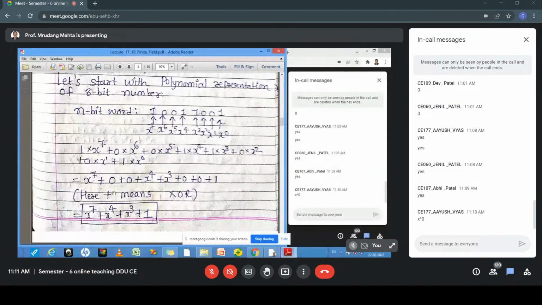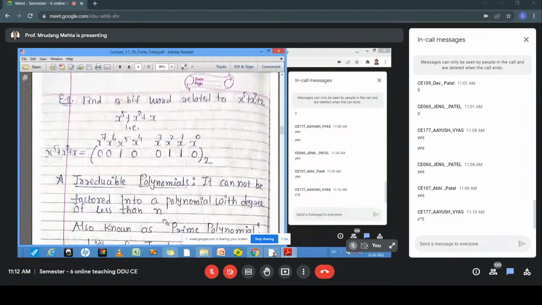So here plus means XOR. In this polynomial, plus is actually XOR. So what we are getting is that this 8-bit number can be represented as a polynomial of these 4 terms: x raised to 7 plus x raised to 4 plus x raised to 3 plus 1.